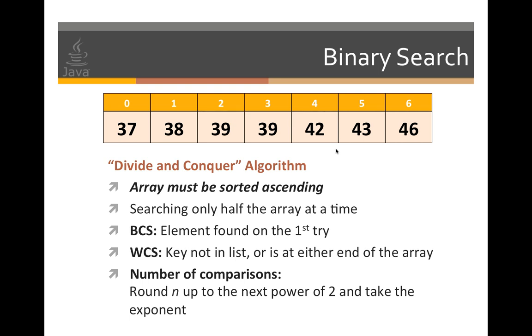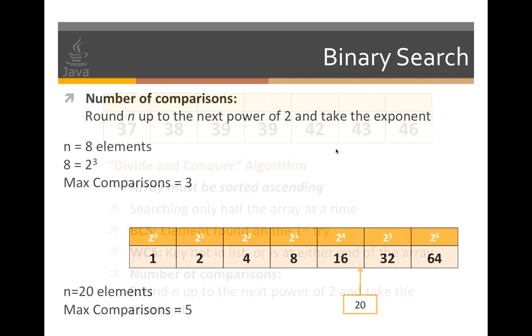We want to take the number of elements in the array, okay? And we're going to compare it against the powers of 2. And you're going to round up to the next power of 2. And the exponent will tell you how many comparisons need to be there. Let me illustrate that for you.